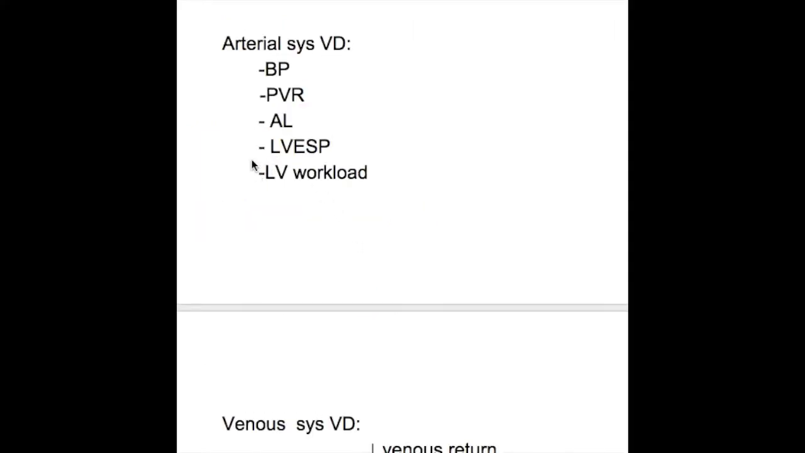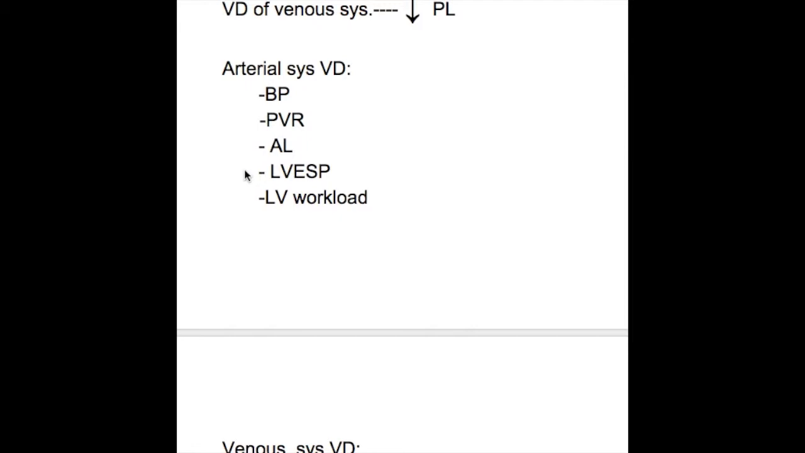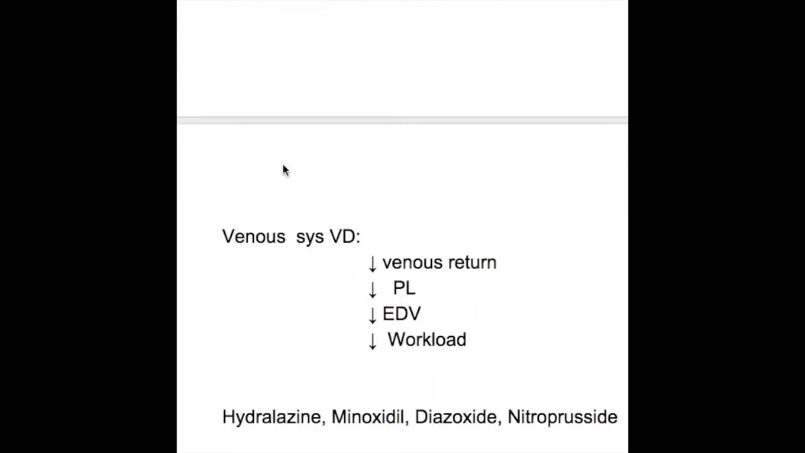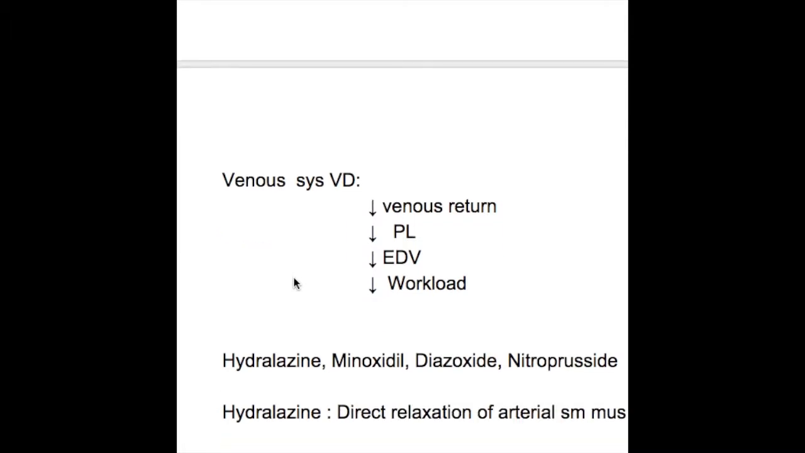How do the drugs that dilate the arterial system work? They reduce the peripheral vascular resistance, thereby decreasing the afterload, and they decrease the blood pressure. They also decrease the left ventricular end systolic pressure and left ventricular workload. And how do the drugs that dilate the venous system work? They decrease the venous return, decrease the preload, decrease end diastolic volume, and decrease the workload.